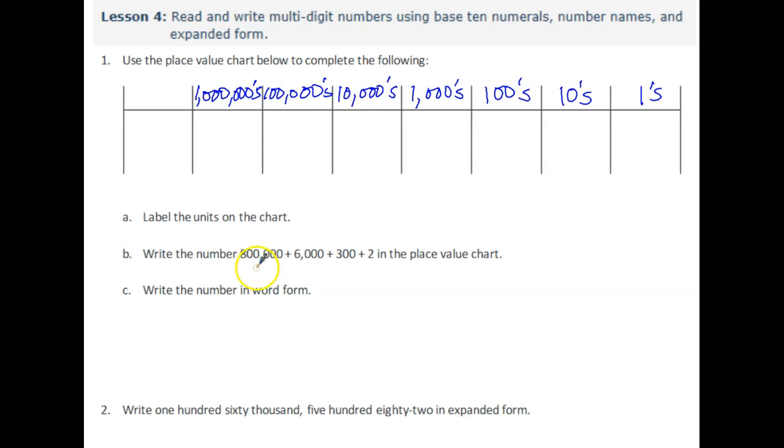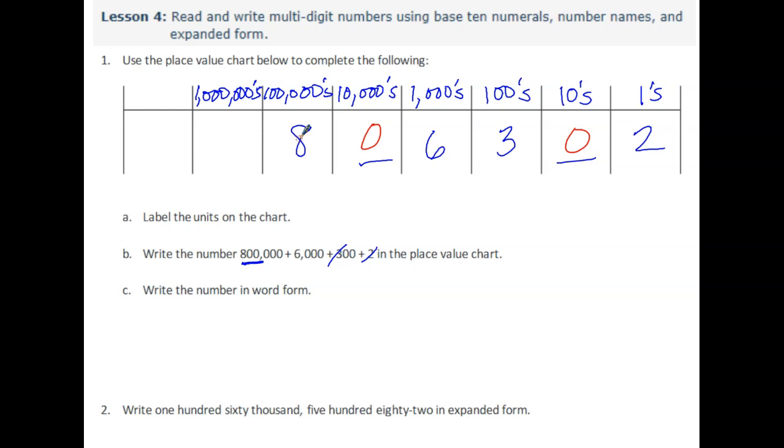All right, it says write the number 800,000 plus 6,000 plus 300 plus 2 on a place value chart. So I know it's going to be 2 in my ones place, 3 in my hundreds place, 6 in my thousands place, and 8 in my 100,000s place. So if you notice, I have a couple of place value units that I didn't fill in. I need to put in zeros. I need to annex my zeros or add my zeros in here to make this number complete. I don't need to put a zero in the millions because the number started in the 100,000s.